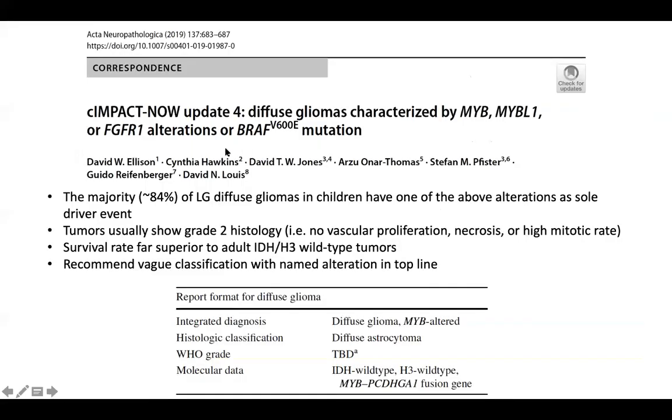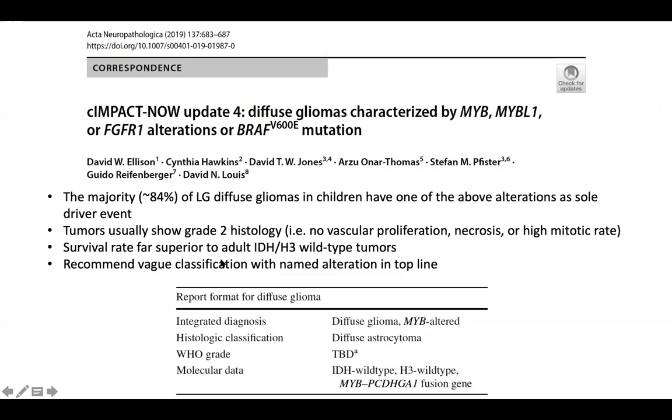So here's an example of the CIMPACT Now update that was issued a couple of years ago on practice recommendations for diffuse gliomas in children and how to top line them. For example, since a majority of diffuse gliomas in kids, just like we looked at yesterday, are tumors that may have either an astrocytic or oligodendroglioma-like morphology, but be in children as opposed to adults. And usually they have low-grade histology, so no necrosis or excessively high mitotic rate or vascular proliferation. They're going to have survival curves just like the one I showed.